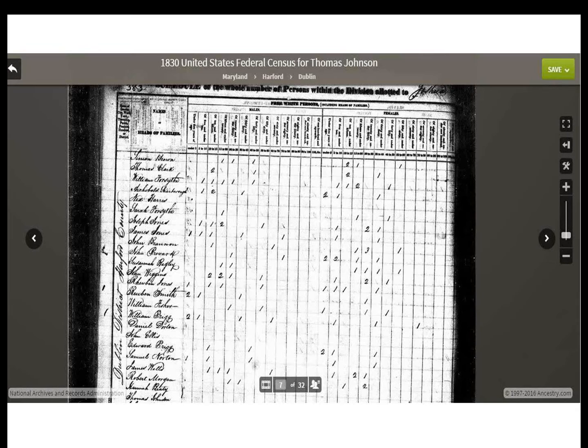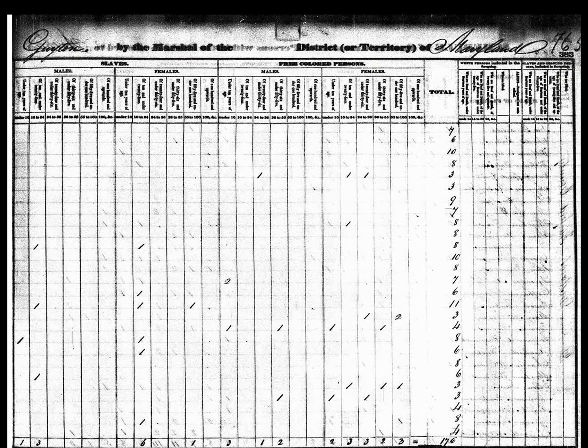The people who are enumerated either as slaves or free colored persons is on the second page. So if you page forward using one of these toggles here, you can see that there's more information for the slaves and free persons of color. Also, additional information about people who are deaf, dumb, or blind are in these columns towards the end here.